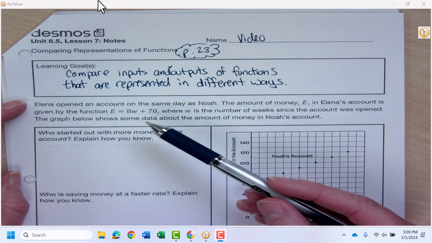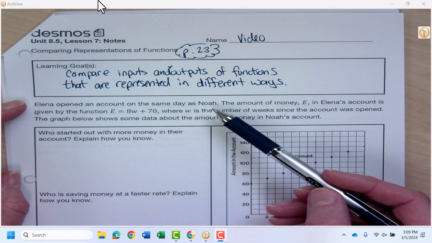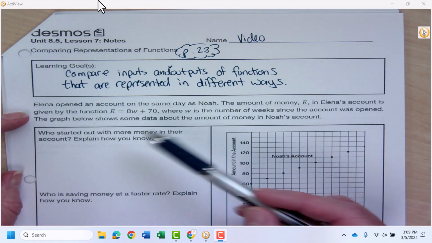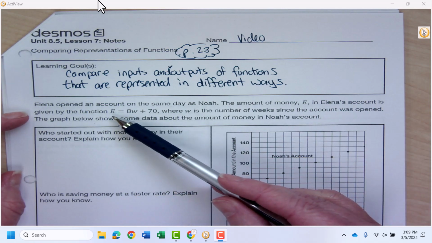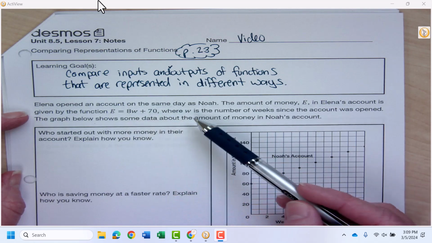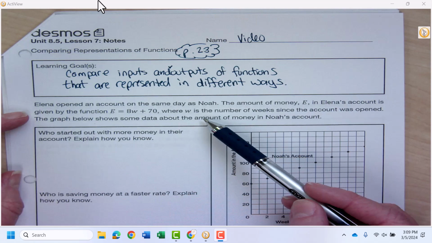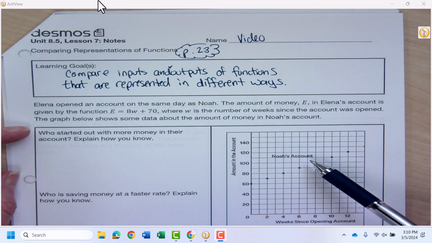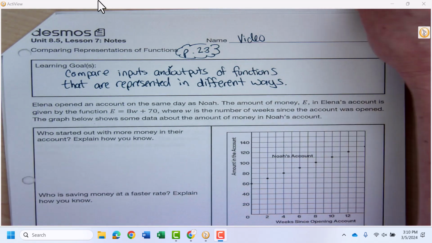We have Elena opening a bank account on the same day as Noah. The amount of money, E, in Elena's account is given by the function E equals 8W plus 70, where W is the number of weeks since the account was opened. And the graph shows some data about the amount of money in Noah's account.